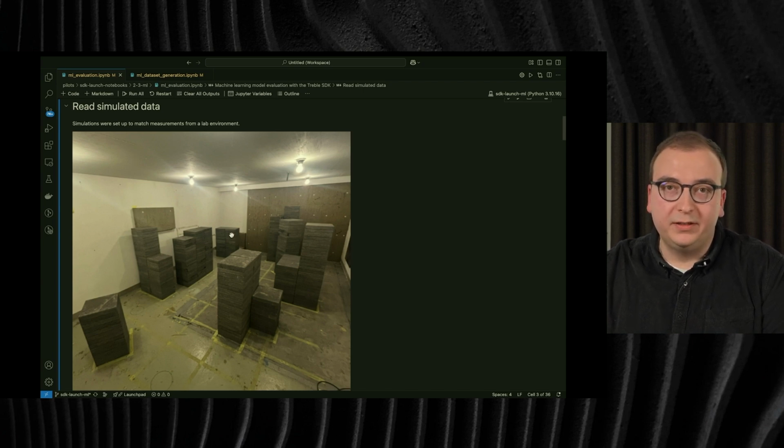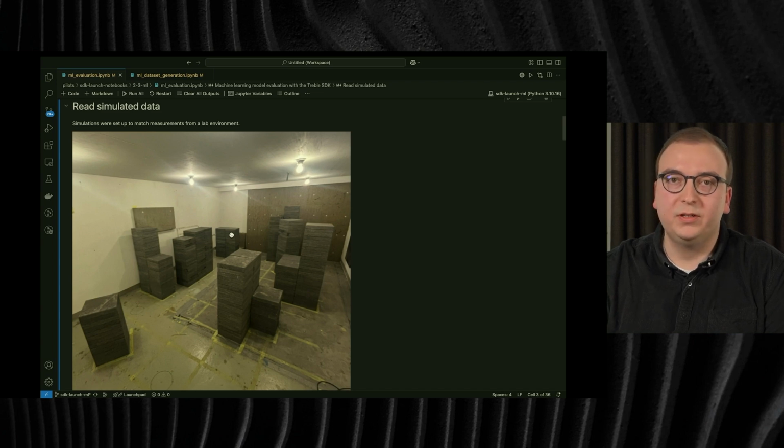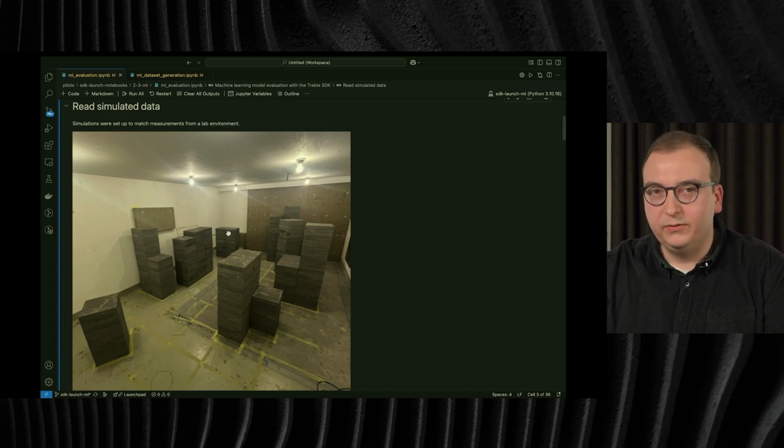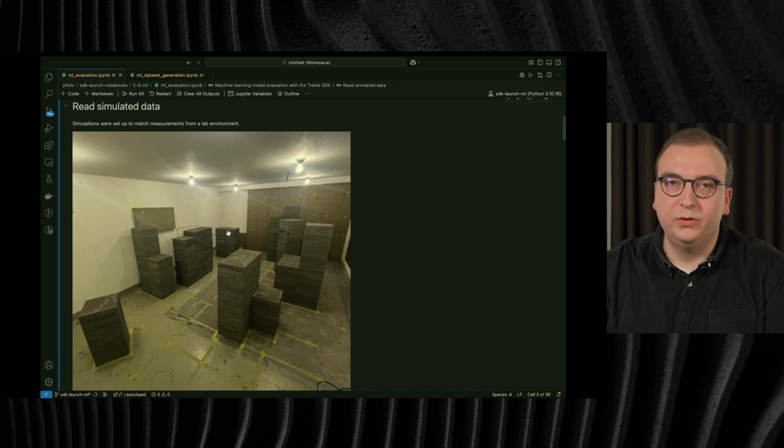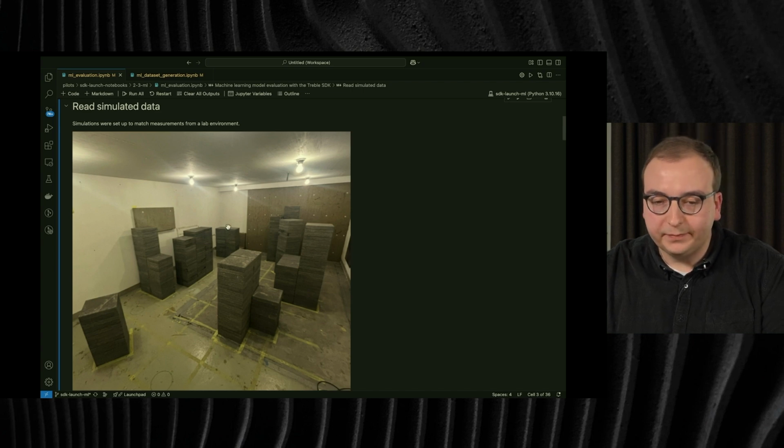The outcome there is that we can show that when the measurements and the simulations match very closely, the same applies to the machine learning evaluation. So instead of running lots of measurements, you can also run the simulations with the Treble SDK and get equally good insights about your machine learning model performance.